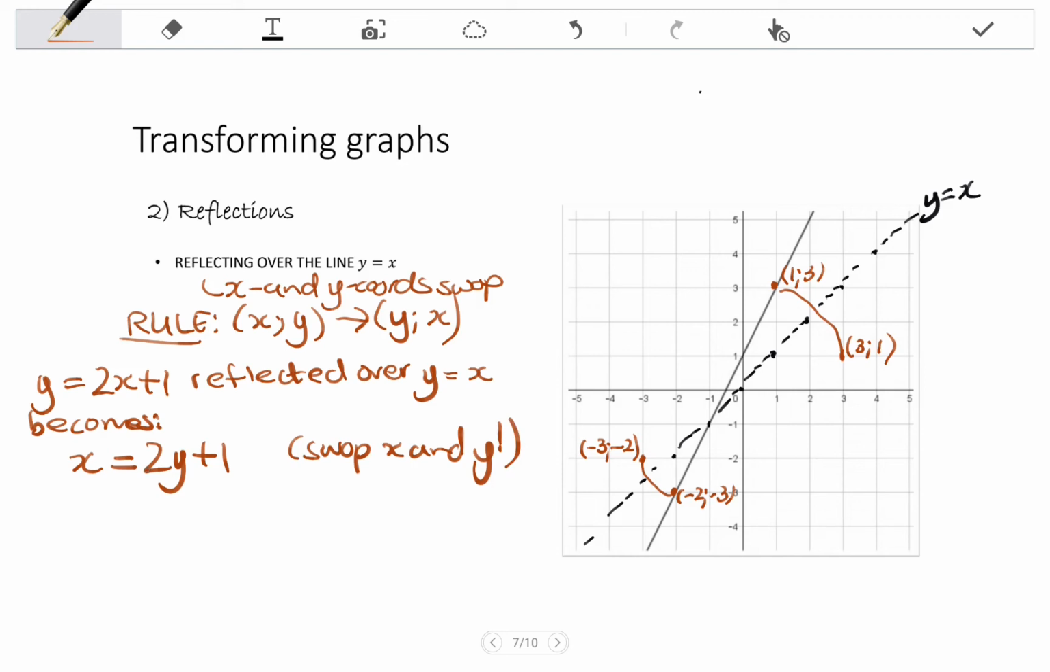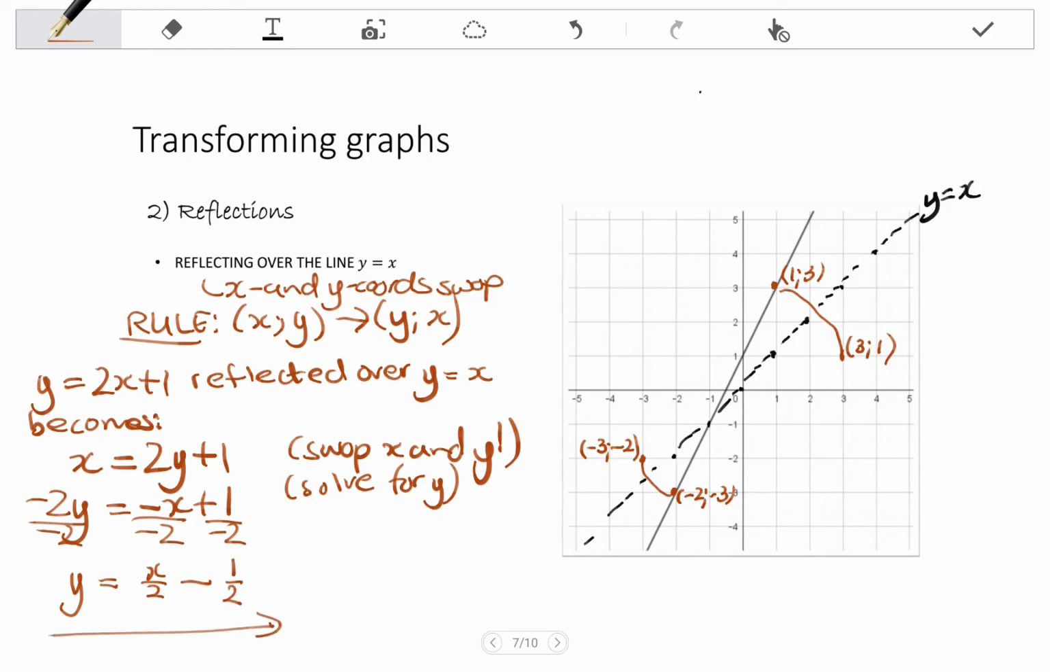Okay, but now that cannot be my final answer because my equation must be in standard form. So it must be solved for y. So we need to solve this for y. Okay, so I'm going to subtract 2y. So I have -2y equals subtract x, -x plus 1. Divide through by -2. So -2, -2, -2. That leaves me with positive y equals x over 2, minus a half. There's my standard form equation.